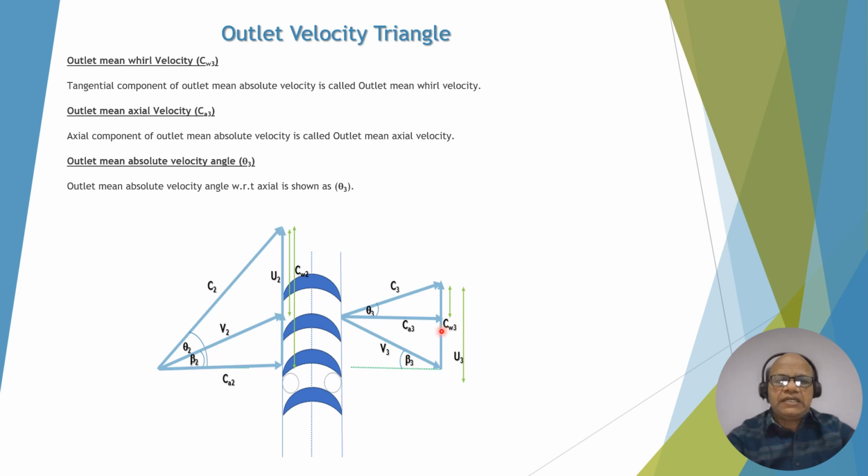The outlet mean whirl velocity has a tangential component. This small one is the tangential component, CW3, and the axial component is CA3. And theta 3 is the outlet absolute angle measured from the axial. So the steam is coming out with an absolute velocity C3, at an angle theta 3 from the axial.